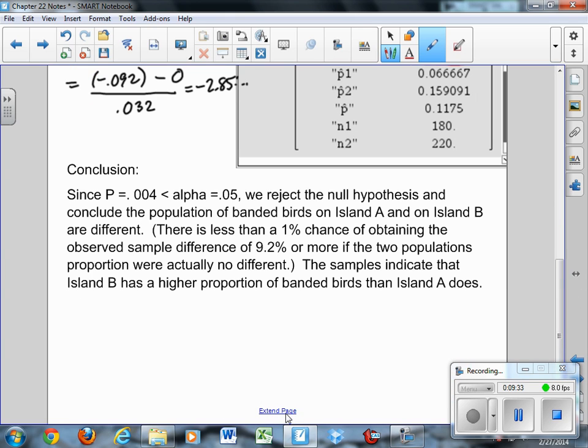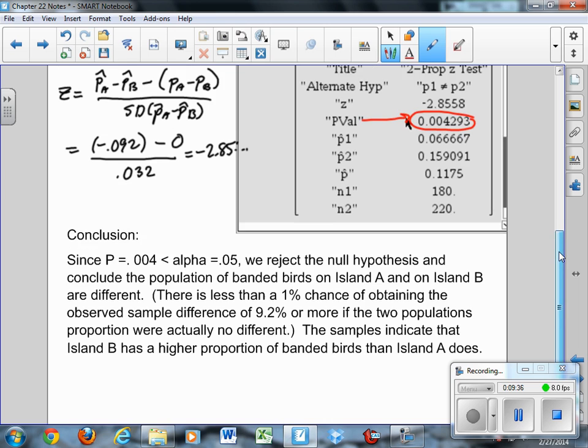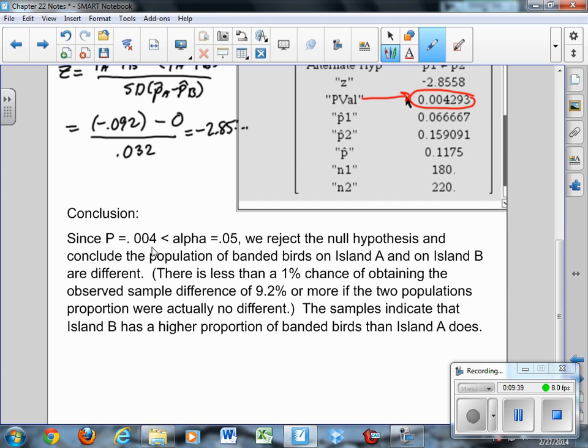When we interpret p, we say since p equals 0.004 is less than alpha, we reject the null hypothesis and conclude that the populations of banded birds on Island A and on Island B are different. Now here's the interpreting p. There is less than a 1% chance of obtaining the observed sample difference of 9.2% or more, if the two population proportions were actually no different. So if there was really no difference between the two, there would only be a 1% chance that we would see this much difference or more.